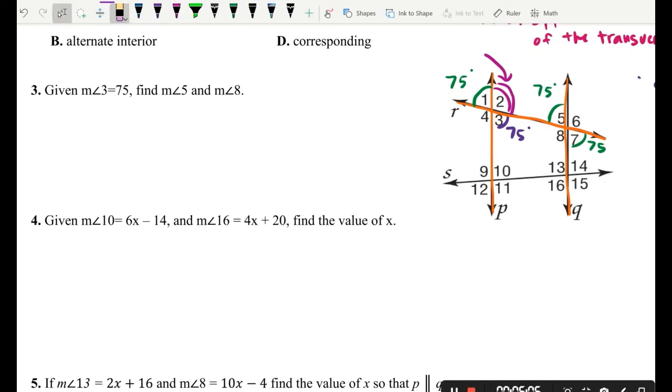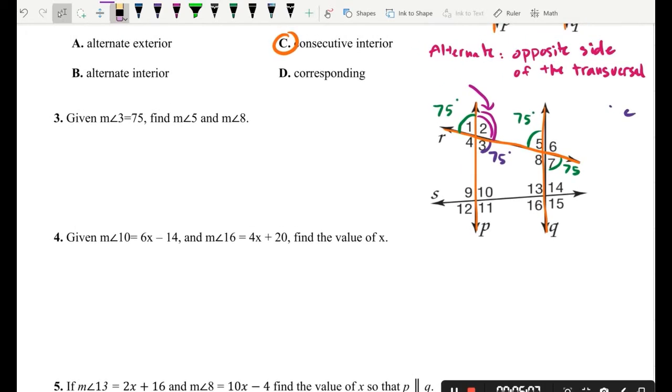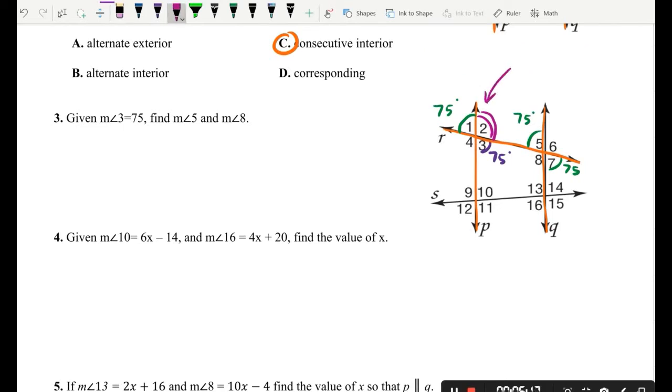You know what? I need more space. I'm going to zoom out a little bit and erase this. So to find angle 2, you take 180 minus 75. That will give you 105. If angle 2 is 105, angle 4 is also 105 because they are vertical angles. Corresponding to 2 is angle 6, which is also 105. And across from 6 is angle 8, which is also 105.